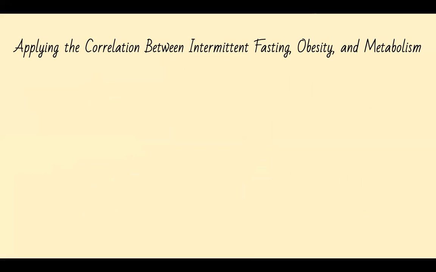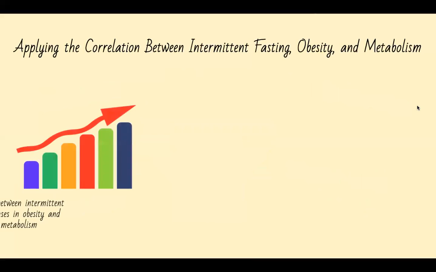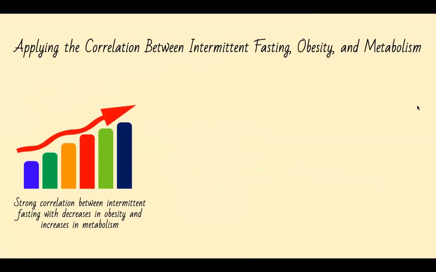Applying the correlation between intermittent fasting, obesity, and metabolism. As we can see, there is a strong correlation between intermittent fasting and decreases in obesity, as well as intermittent fasting and increases in metabolism. A human clinical study conducted by the University of California, San Francisco measured the effect of intermittent fasting during Ramadan on specific hormone levels, including leptin and cortisol, among overweight and obese people.